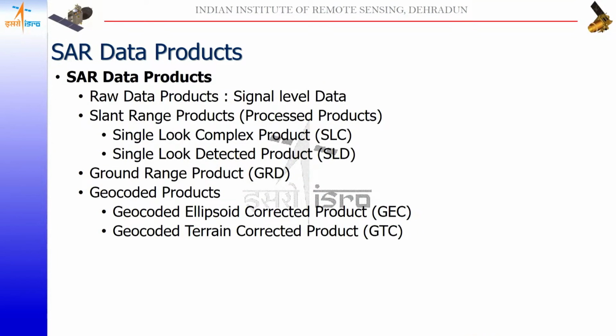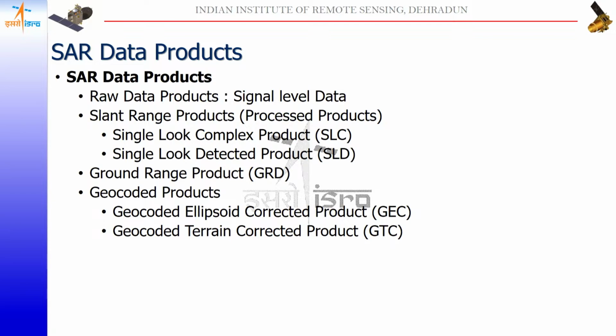Now in the case of SAR, we have different levels of products. We can have a raw data product, which is called the signal level data. From the raw data product, we do some processing, and then we get another level of product, which is called the slant range product. The slant range product is also called the level 1 product. There are two types: one is called SLC and one is called SLD.